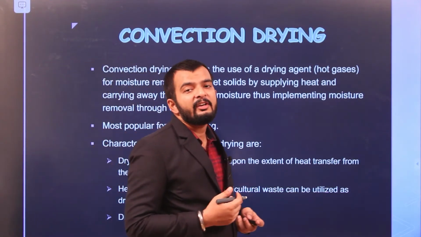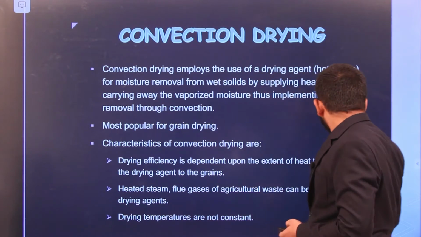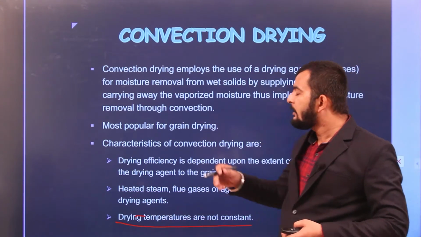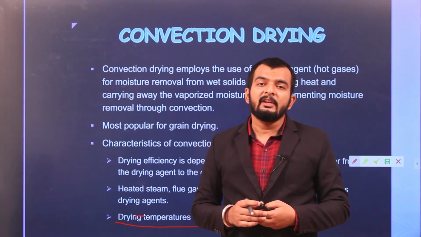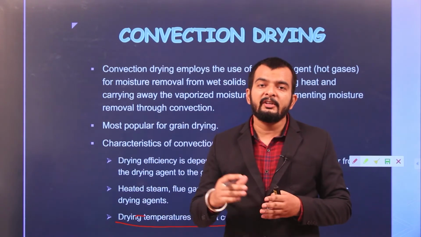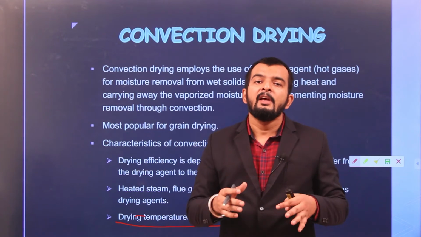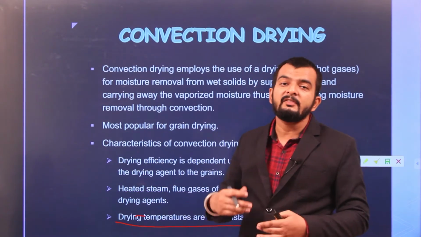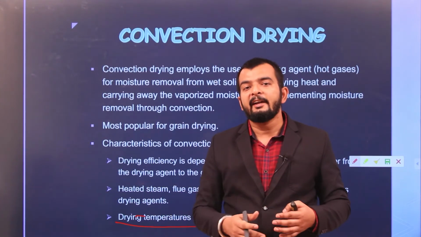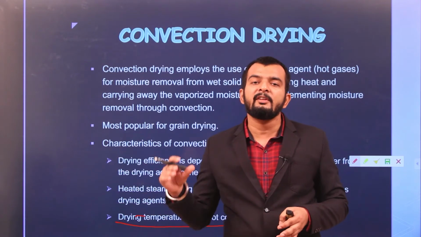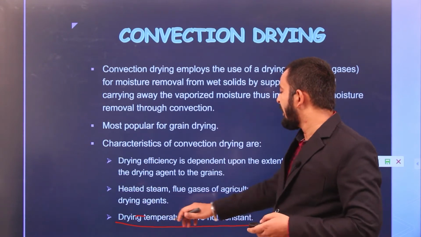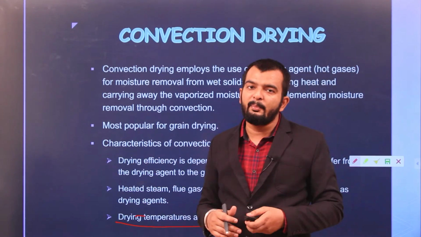Next point in case of convection drying is that drying temperatures are not constant. Why is it so? This is a sort of drawback in convection drying. When convection currents are formed, there are some hot spots and some cold spots. That is, spots where the drying agent or hot gases can reach directly will be at a higher temperature than cold spots where the hot gases cannot reach. So there may be disparity between the temperatures in our equipment in this case.